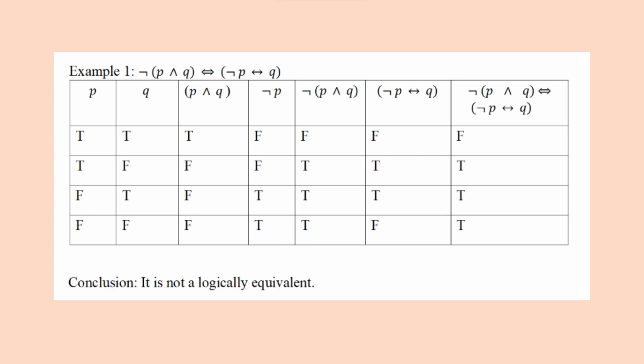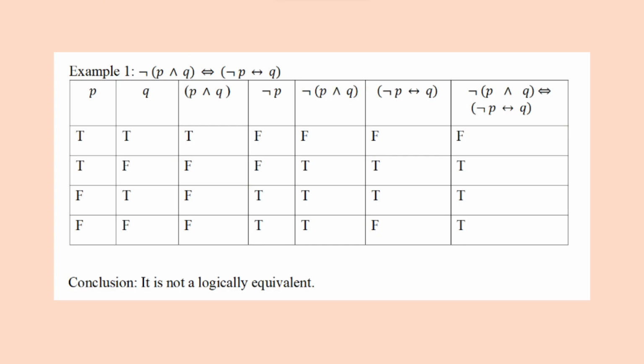So moving on to the first column, which is P: true, true, false, false. Q: true, false, true, false. And moving on to the column P and Q, the truth value is true, false, false, false. And the next column is not P, which is false, false, true, true. And next is not (P and Q). So the truth value is false, true, true, true.